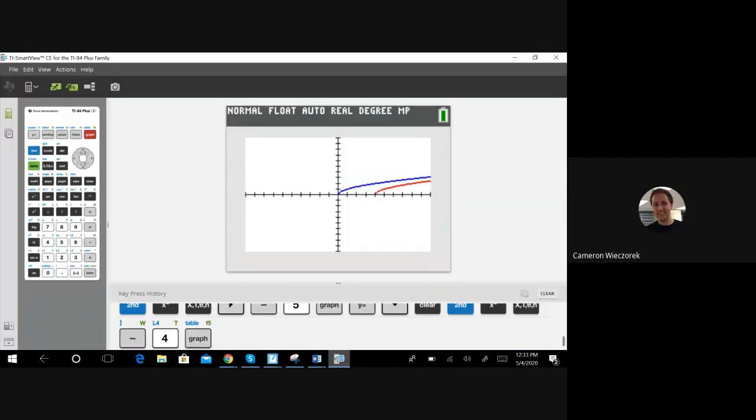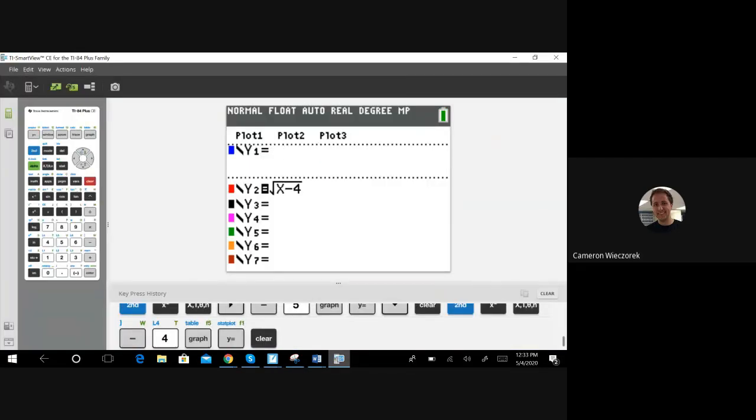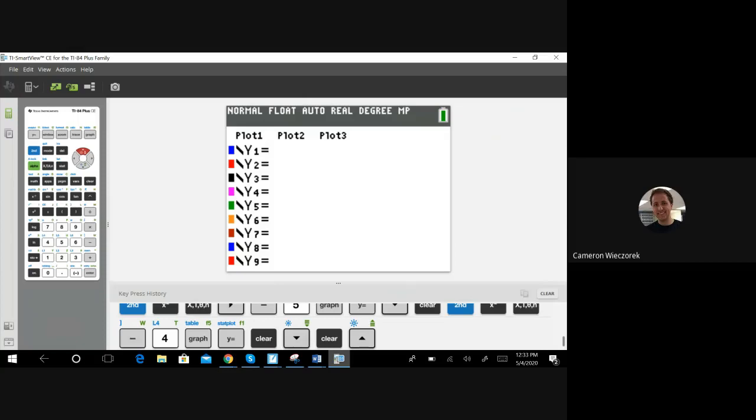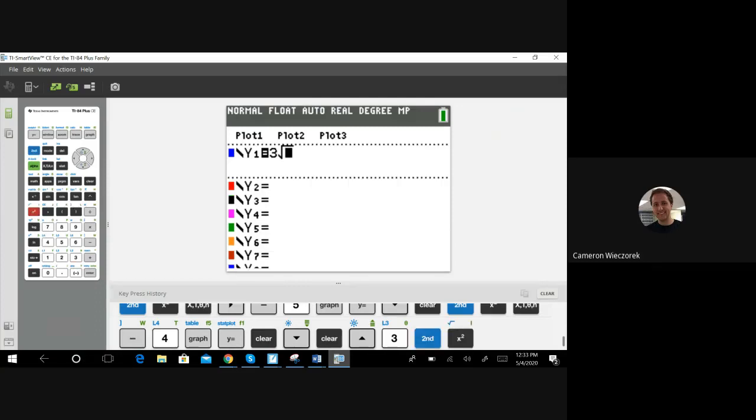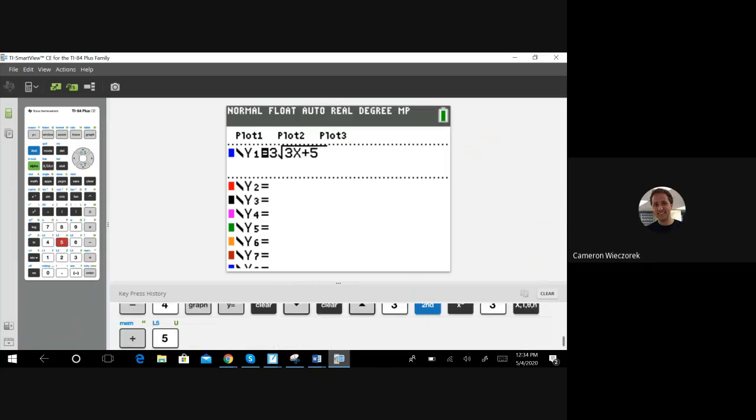So it didn't ask for it, but it's always fun to answer an extra question. So let's do that. Let's put in 3. And if you want to do times, you can. You don't have to. 3 rad 3x plus 5 all underneath. Hit the right arrow, get you out of the radical, minus 4.